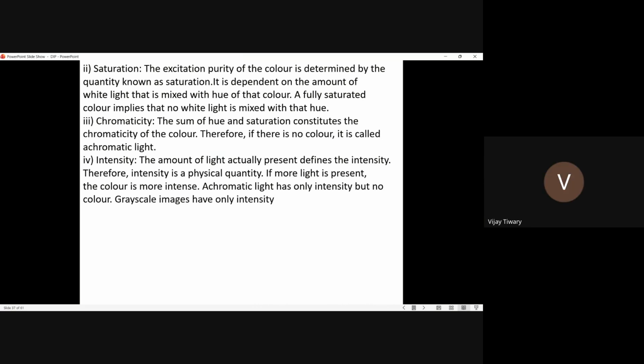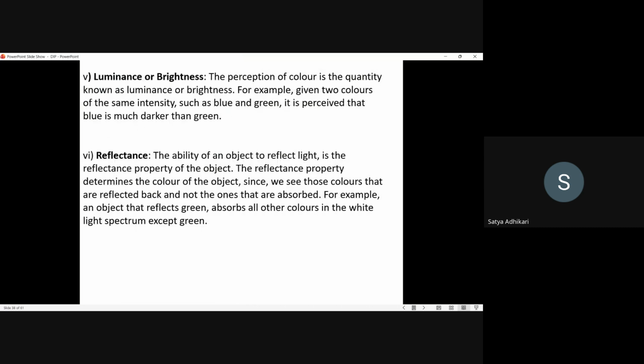Sir, one question here. At, say, 436, is there any white light mixed, or is it totally blue, the hue? No, it is totally blue. Okay, it is a primary color. No other color is mixed with that.